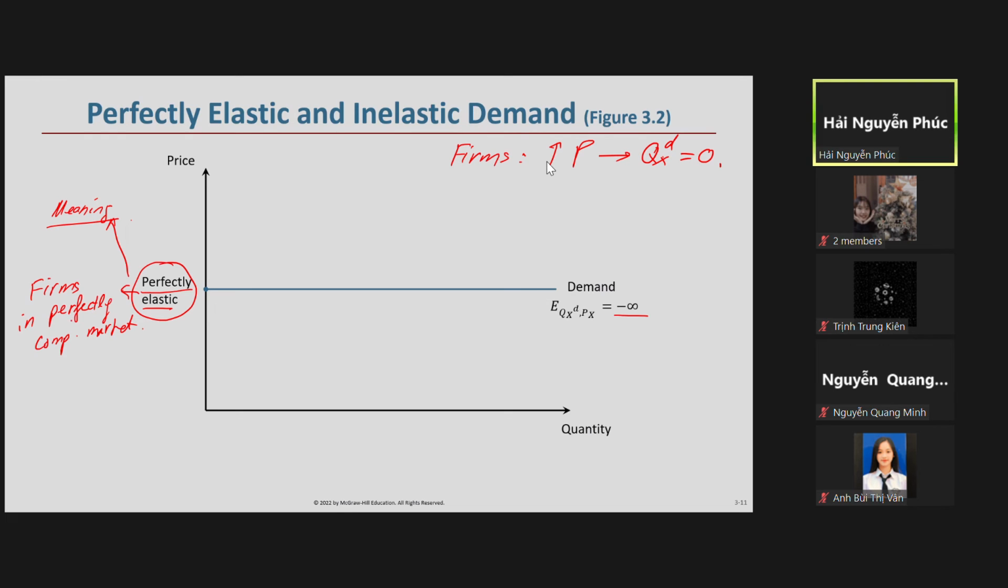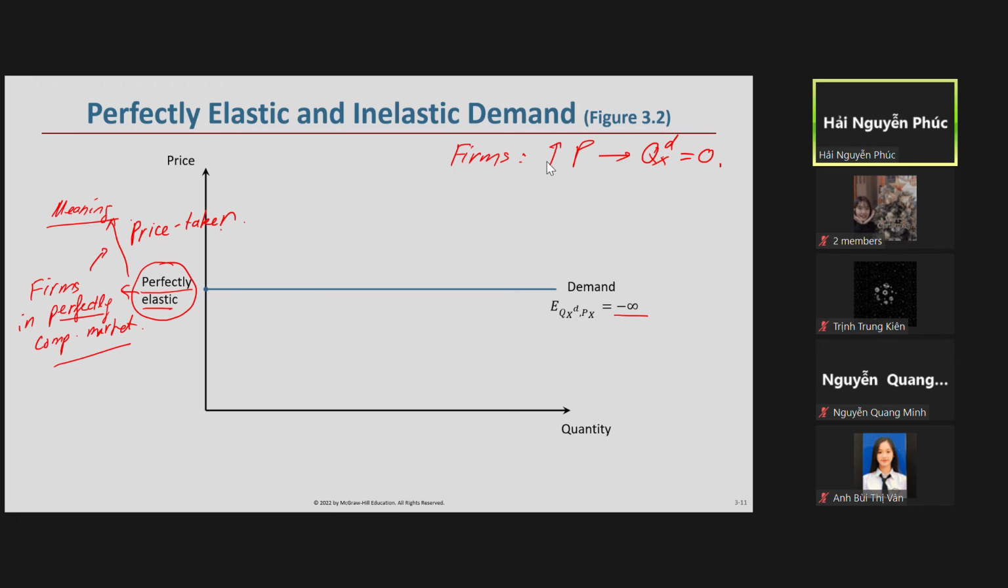Because in a perfectly competitive market, we say that the firms are so-called price takers. They have to take the market price as given. They cannot affect the market price. They have to sell at the market price.